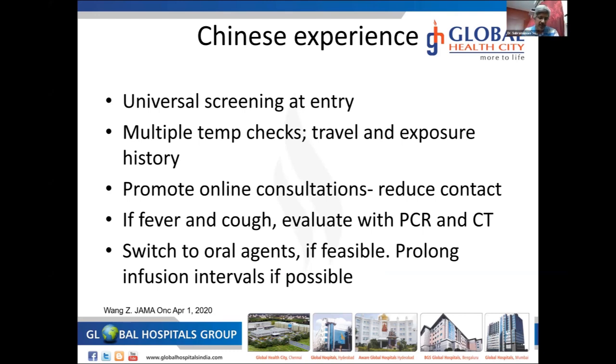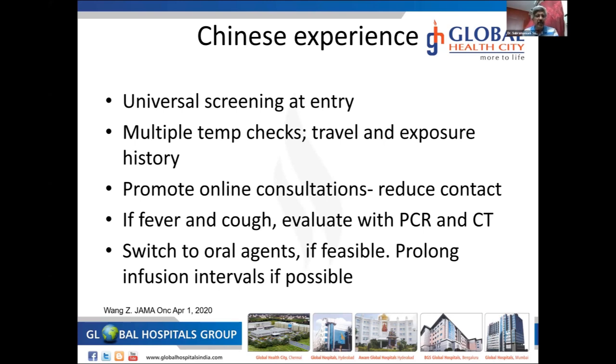This was their protocol. I'm not suggesting that we do a PCR and CT. You have to take appropriate judgment calls, but it may mean you may need to do that. And remember, in a person with lung cancer, it becomes so much more difficult to read a CT scan. Switch to oral agents if there are oral options for the same thing. And if you're doing regular monthly chemo, they have to be evaluated to see if you can increase the infusion interval, so that instead of coming in every 4 weeks, maybe you can come every 6 weeks without significantly compromising the efficacy of the treatment regimen. Those kinds of interventions could reduce the risk to the patient.